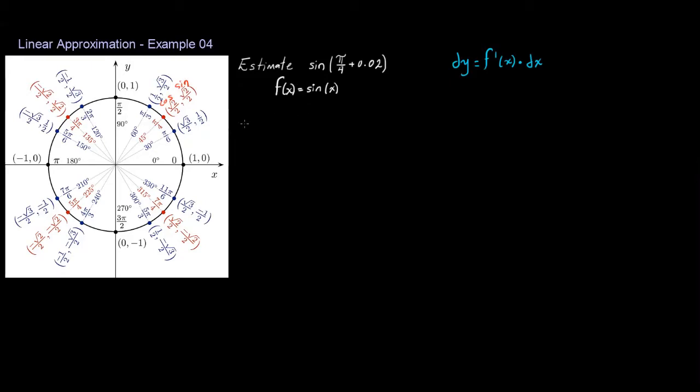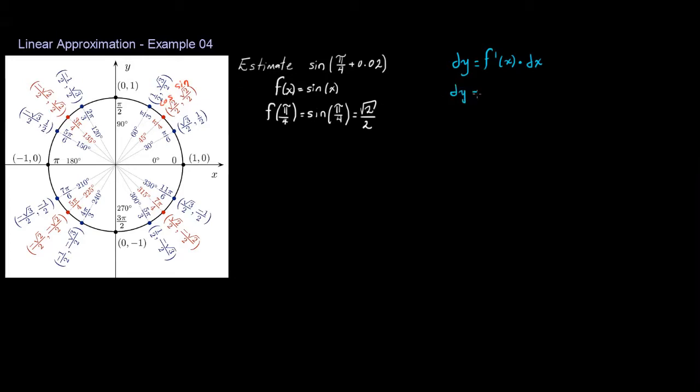So, in other words, we could say that f of pi over 4 is equal to sine of pi over 4, and as you can see here from the unit circle, that's equal to the square root of 2 over 2. There it is. This is the nearest known value.